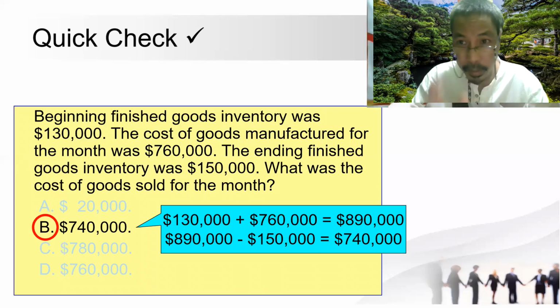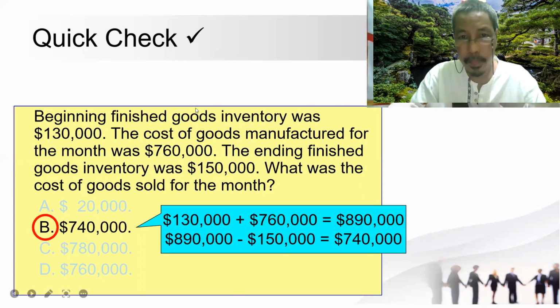So there are so many concepts, there are so many formulas that you have to do, but the formulas are straightforward. It is easy to understand.